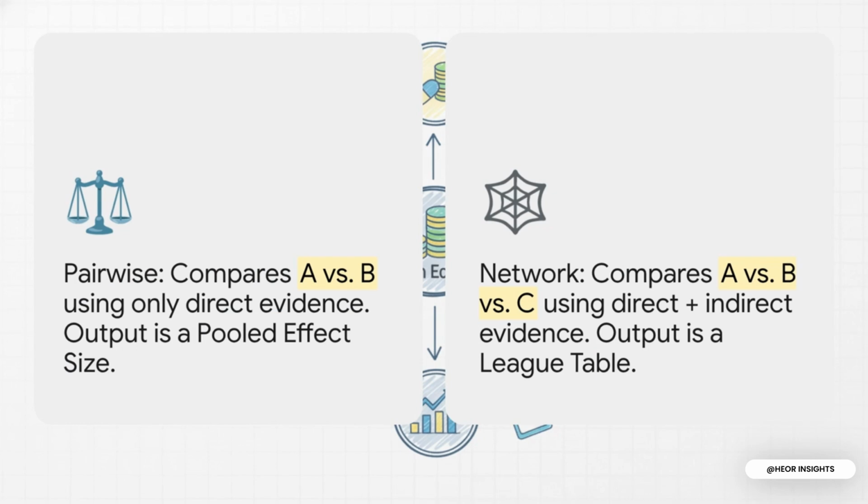So, to summarize the difference, a standard pairwise meta-analysis is limited to one comparison, using only direct evidence. A network meta-analysis, on the other hand, evaluates an entire network of treatments using both direct and indirect evidence. Its comprehensive outputs make it the essential tool for answering comparative effectiveness questions for HTA and pricing.